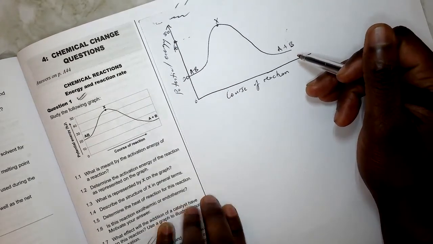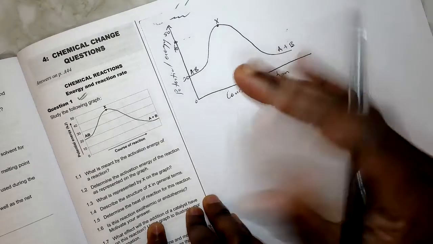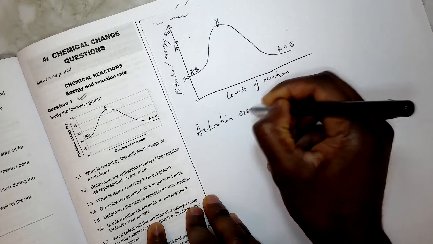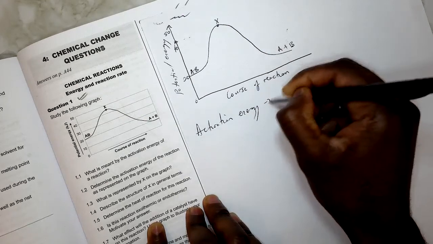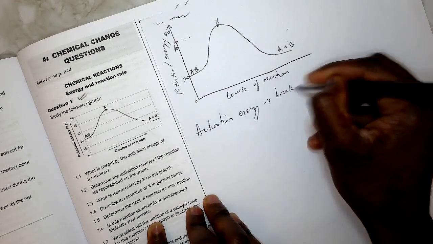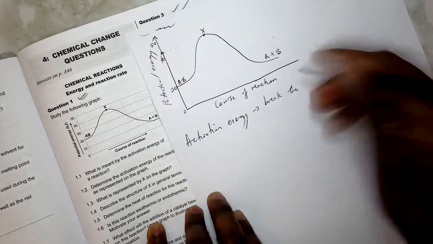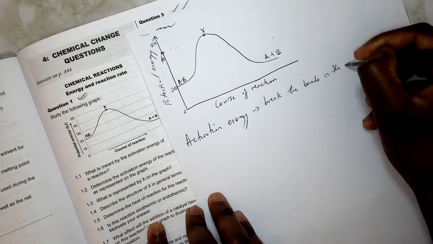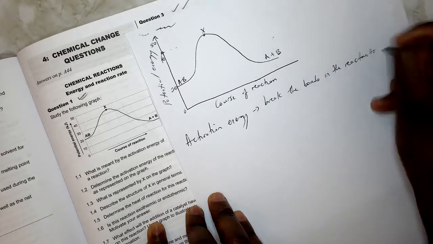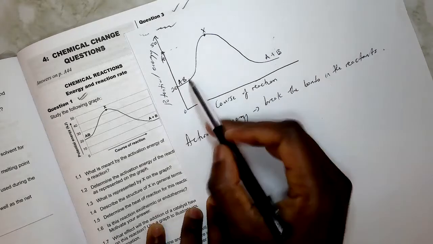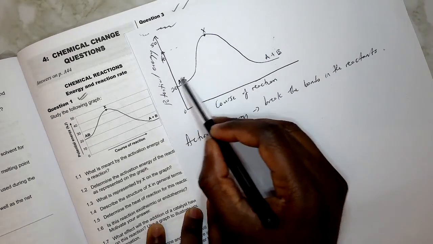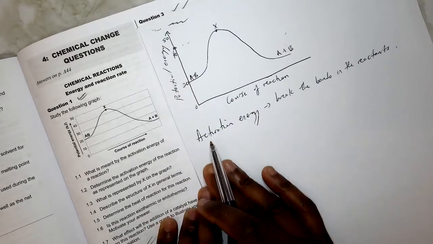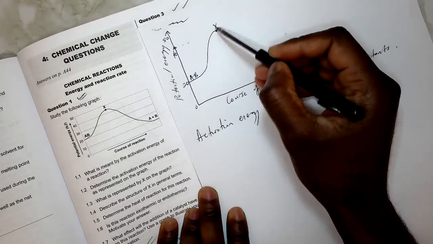Okay, so now that activation energy is required to break the bonds in the reactants. Because you can see that we have got A, B, but it has to break. We need to break the bonds between that. Now in that process, we'll form an activation complex.